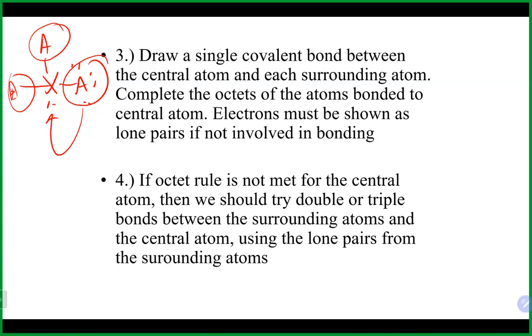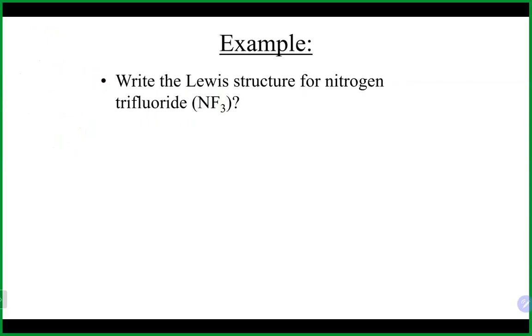Let's do one here together and see how we put it all into play. So we're going to draw here NF3. The first thing that we want to do is calculate the total number of valence electrons. Remember that the valence electrons equals the group number. So nitrogen is group number 5, which means it has 5 valence electrons. There are 3 fluorines, and each fluorine is group number 7, which means it has 7 valence electrons. That means when I draw this picture, my grand total of electrons should be 26.